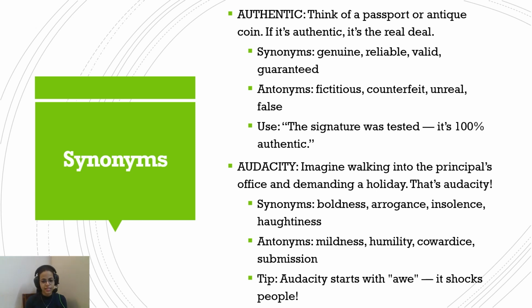Now, audacity. So audacity is like saying, how do you have guts? Audacity means guts or boldness. So imagine walking to your principal's office and demanding a holiday. Sir, I want a holiday. That would be like guts. You require guts to do something like that. You have to have that boldness. So the synonym would be boldness, even arrogance, insolence, haughtiness. So all these words. Antonyms would be mildness, humility, cowardice, or submission.